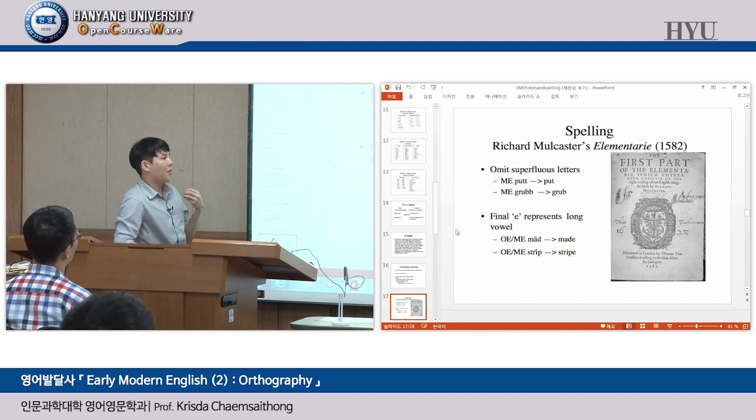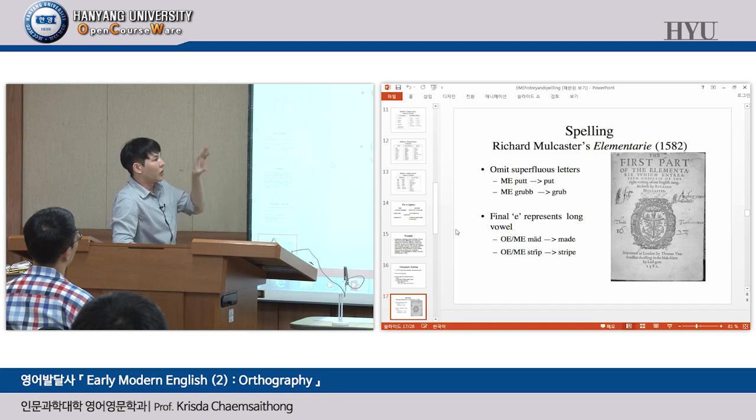So mad and made, strip and later stripe, but here it is strip, like that. So you put the final E instead of the macron also, right? So this complicated the matter further. And then when we study American English later, maybe next week, there's also the movement for spelling words in American English, right?